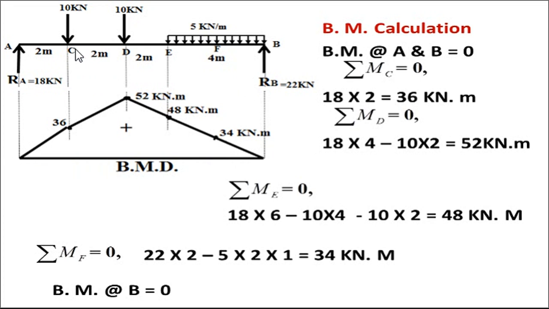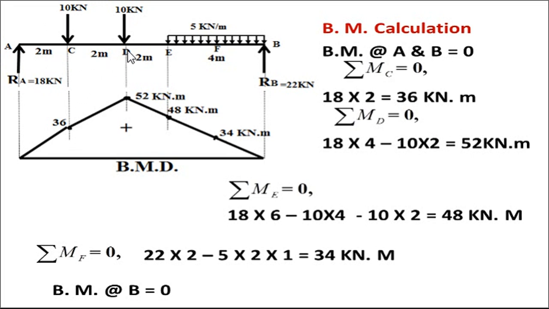Now you have to find the moment at C, the moment at D, the moment at E, and the moment at the center of this UDL, because that will also be one of the points. That point is F. Now the moment at A and B is 0. So the moment at point C, this point: if you take moment about C from this side, it will be 18 into 2, which is 36. I have written here that it is 36.